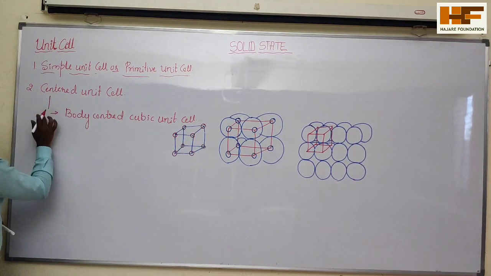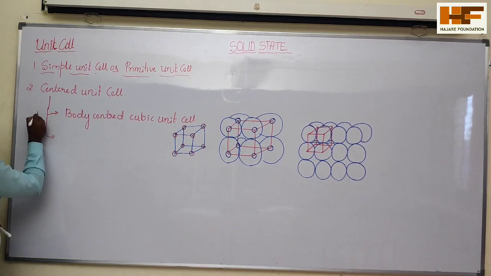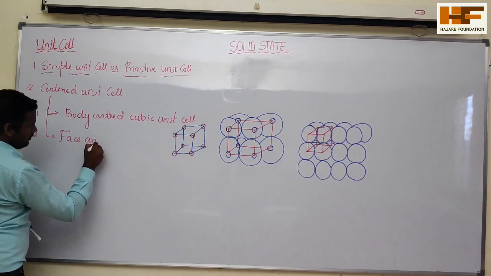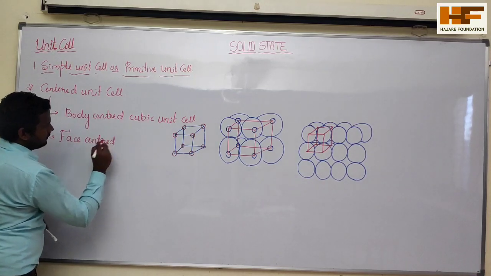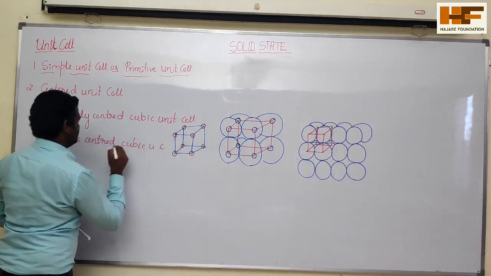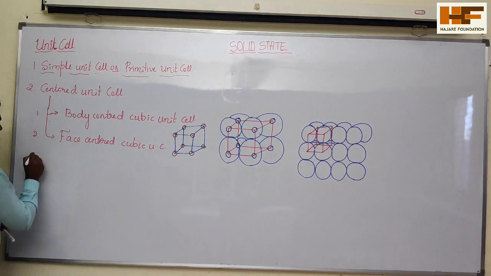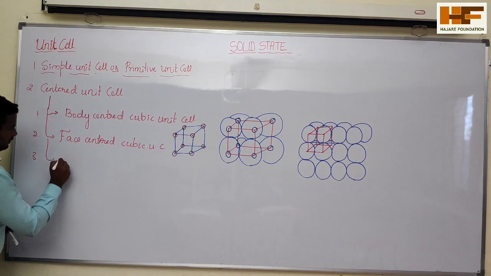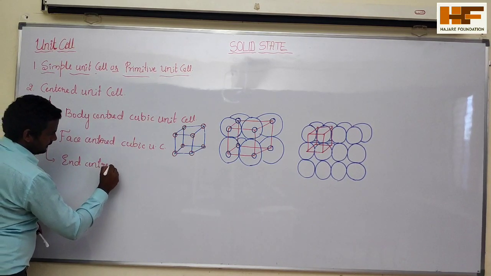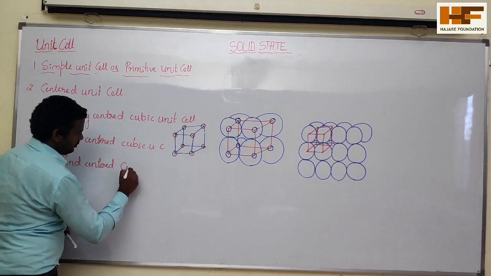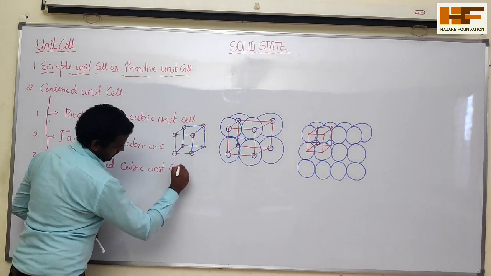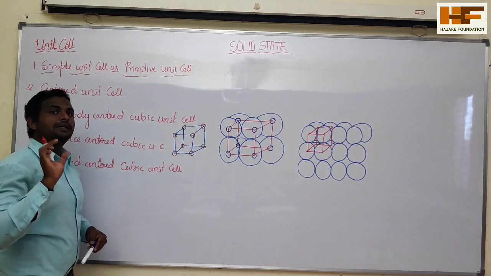Second one, so this is the first one, and second one, face centered cubic unit cell, and third one, end centered cubic unit cell. We will consider only cubic unit cell.